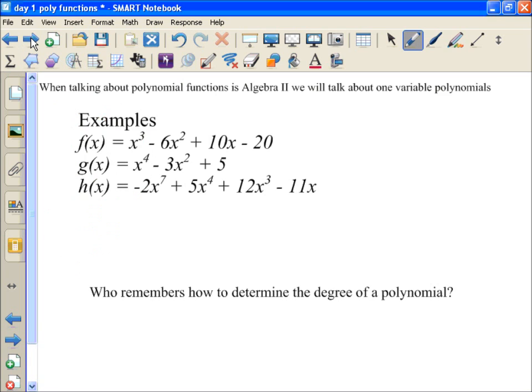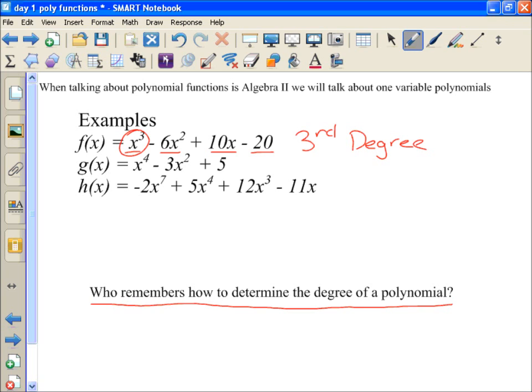So let's move forward. All right, so when we talk about a polynomial function, we're talking about something that has many terms, and x is raised to a power. So here we have three different polynomial functions. And who remembers how to determine the degree of a polynomial? Well, we look and we say, hey, which of the terms has the highest power? And in the first function, x cubed is the highest power. X is raised to the highest power of any of the terms. So we call that a third degree polynomial.